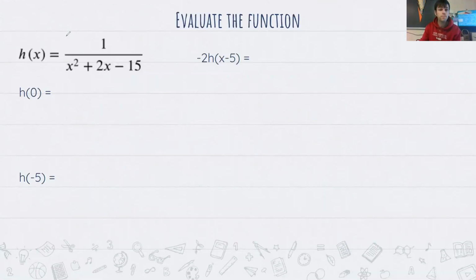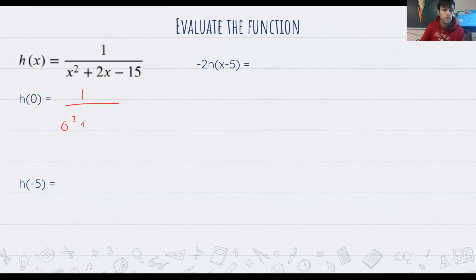Here's another function. We're going to go ahead and evaluate it. This here is what we call a rational function. It's a fraction. Technically this is a polynomial on top, even though it's just a constant. And then right here, this is a quadratic on the bottom. I'm going to plug in 0. We have 1 over 0 squared plus 2 times 0 minus 15. 0 is a great input because a lot of calculations with 0 are pretty simple.